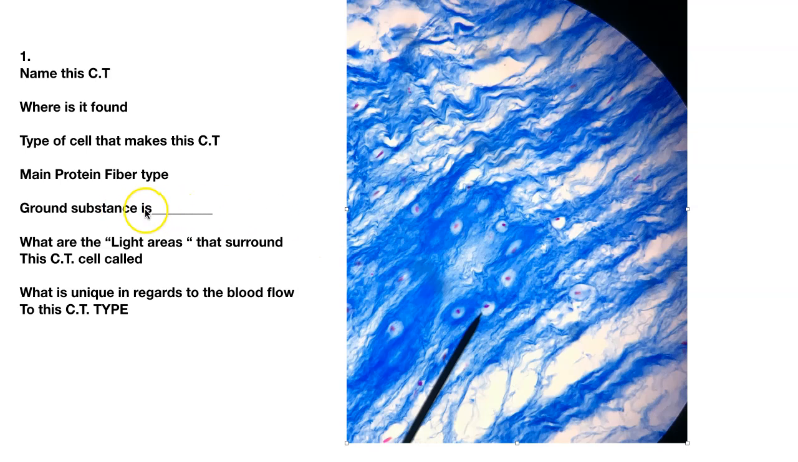Now this question, the ground substance is, remember we said ground substance can be liquid, like in blood. It could be syrupy, gel-like. It could be firm, or it could be hard. So the ground substance in this particular connective tissue, is it liquid, gel-like, firm, or hard?